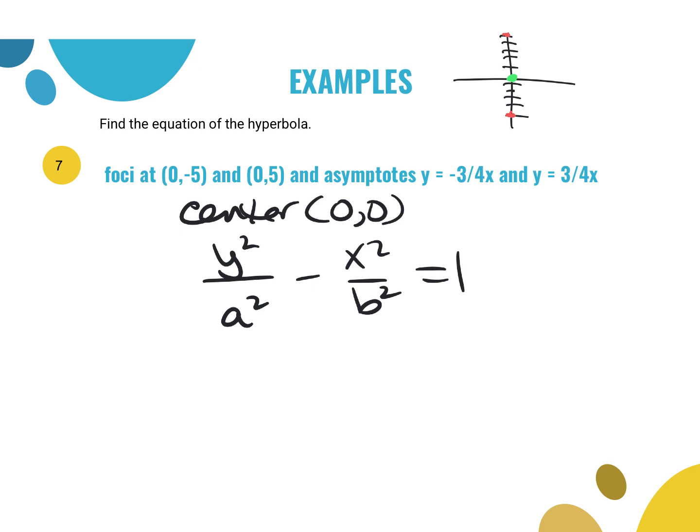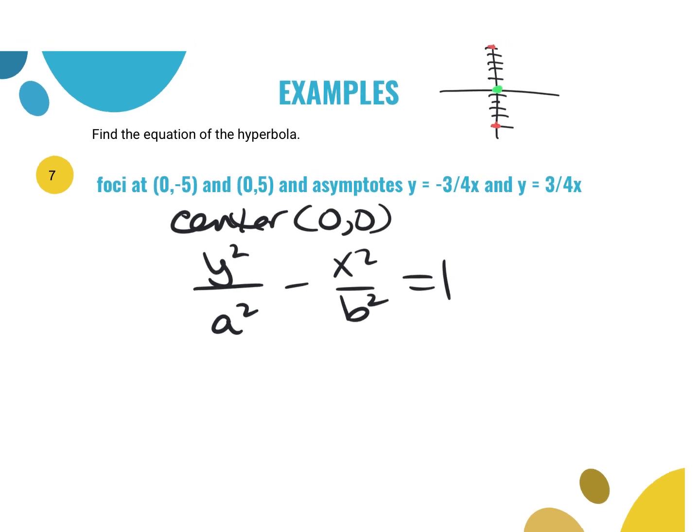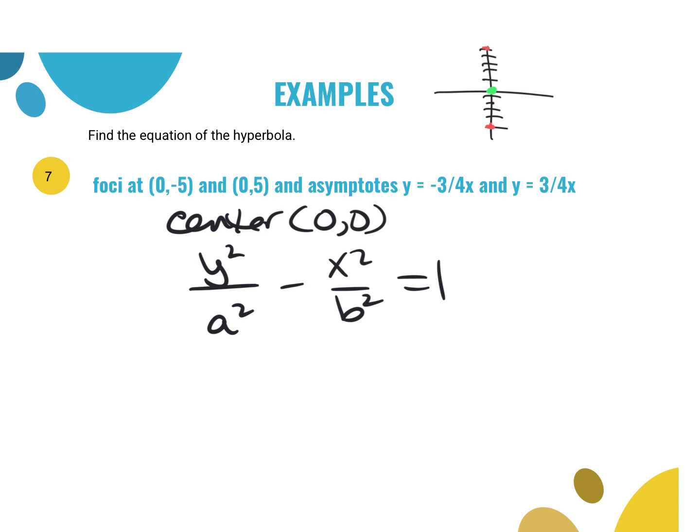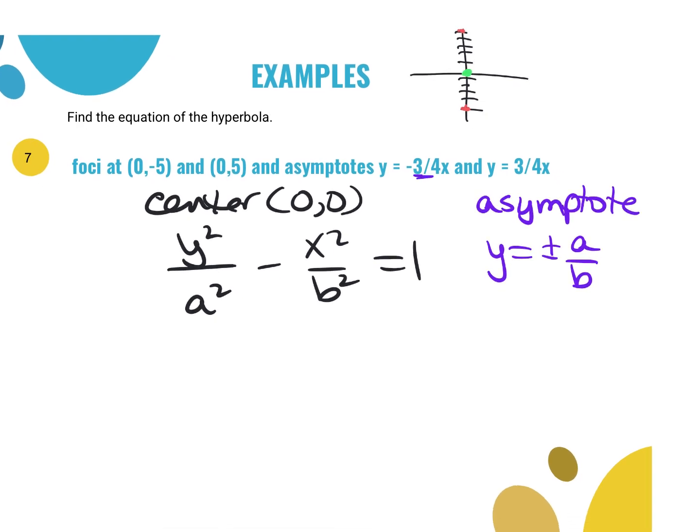So because it is vertical, what you're going to memorize is your asymptote is going to be a over b. So my asymptote here, when it's vertical, is y equals positive and negative a over b. So now I'm going to go ahead and take the 3/4, and this is what I can plug in for my a over b. So a over b is equal to 3/4.